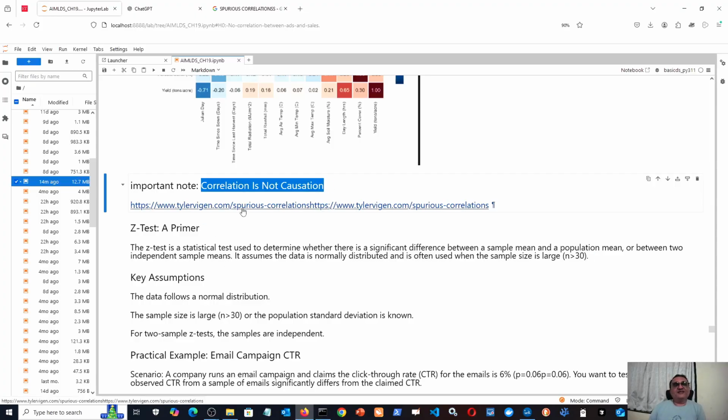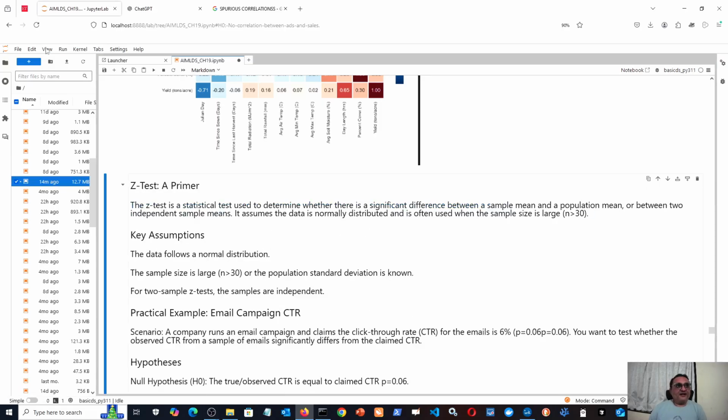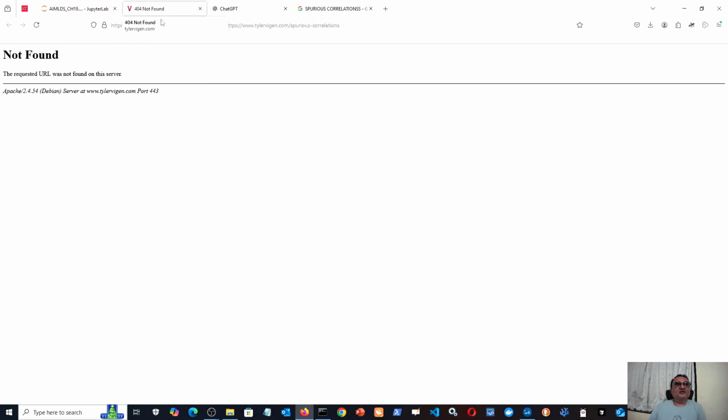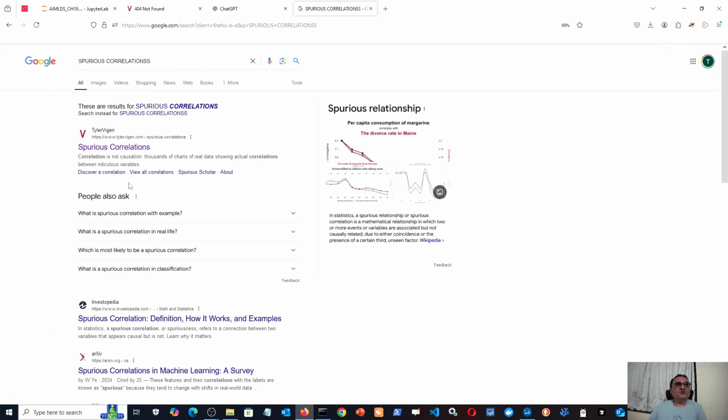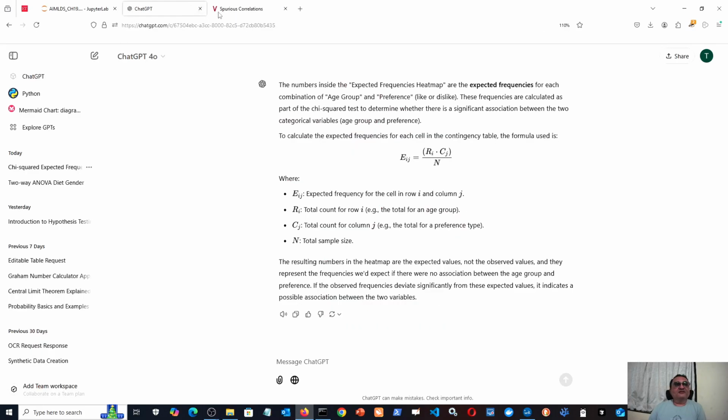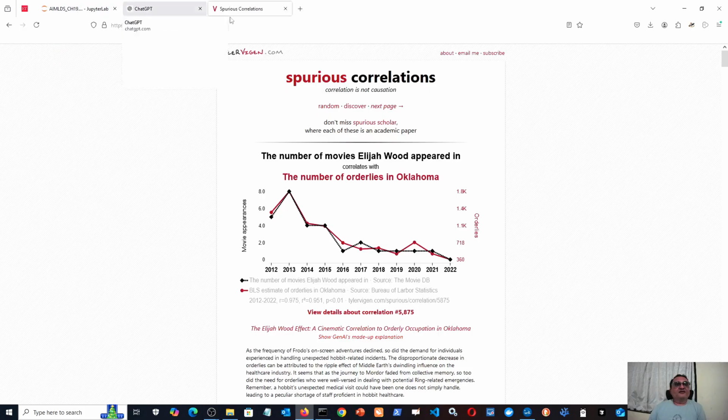For that, there is this important website called Spurious Correlations. Sorry, I deleted the cell. So, Spurious Correlation, and the internet is closed. What is the problem? This is that Spurious Correlation website. Yeah, here it is. Maybe something wrong occurred. Anyway, this is that website.